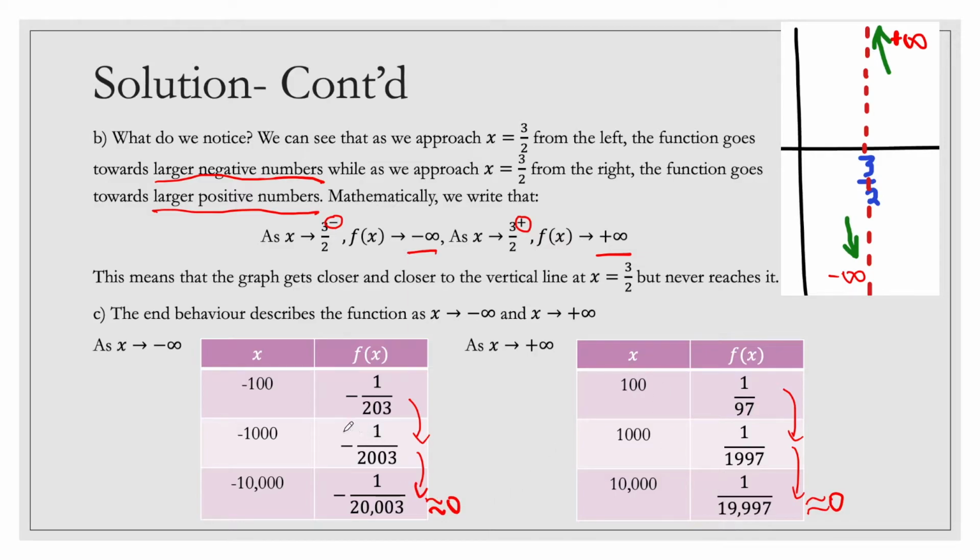So we can see here that the end behavior for x approaching negative infinity is that we're getting closer and closer to 0, but we're coming in from the negative numbers. Whereas when we analyze the end behavior for x approaching positive infinity, we're getting closer and closer to 0, but we're coming in from the positive numbers.